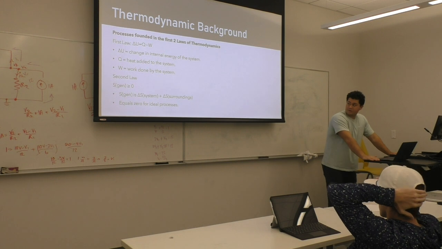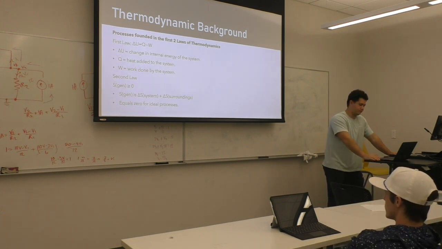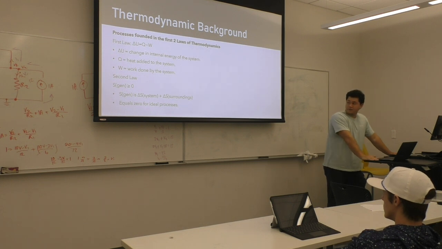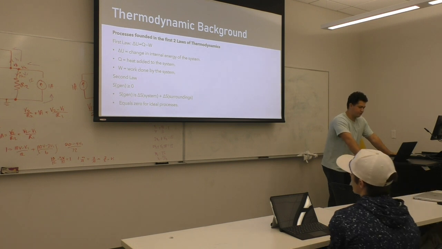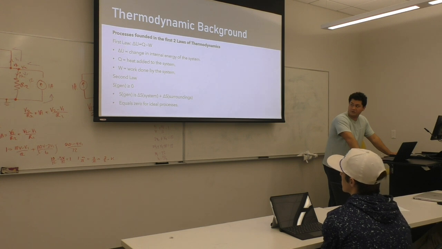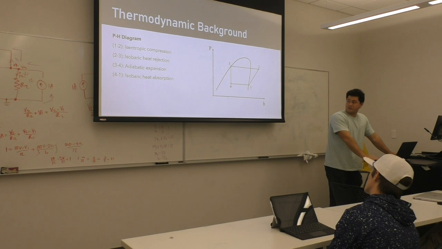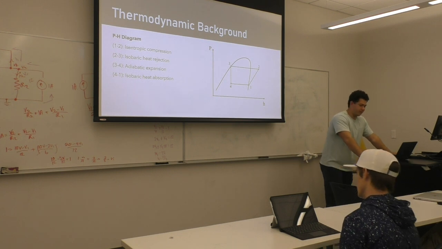Next, all these principles are founded in the first and second law of thermodynamics. We've all seen this before. So it's first law, delta U is equal to your heat put in minus your work output, and then second law, your entropy generated is always greater than 0 and equals 0 for ideal processes. This process we'll be conducting will not be ideal, so we will have to see how that plays into the system. Here it is on a basic pH diagram, as you can see here.